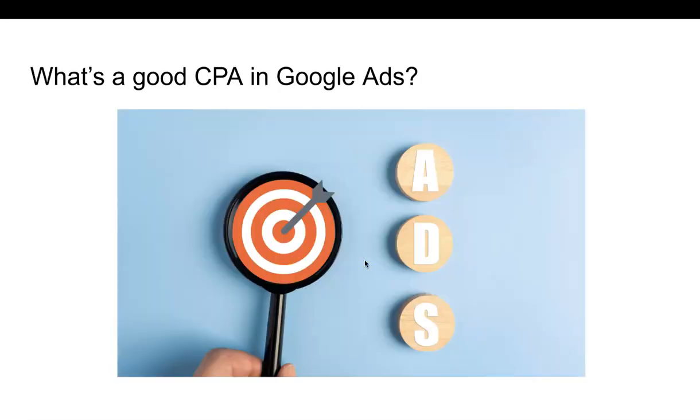So what is a good cost per acquisition in Google Ads? The average CPA varies by industry, okay? There's no one size fits all because there are different industries out there. But across search campaigns, businesses see an average cost per acquisition of around $40, but your specific benchmark may be higher or lower, and that depends on your niche.